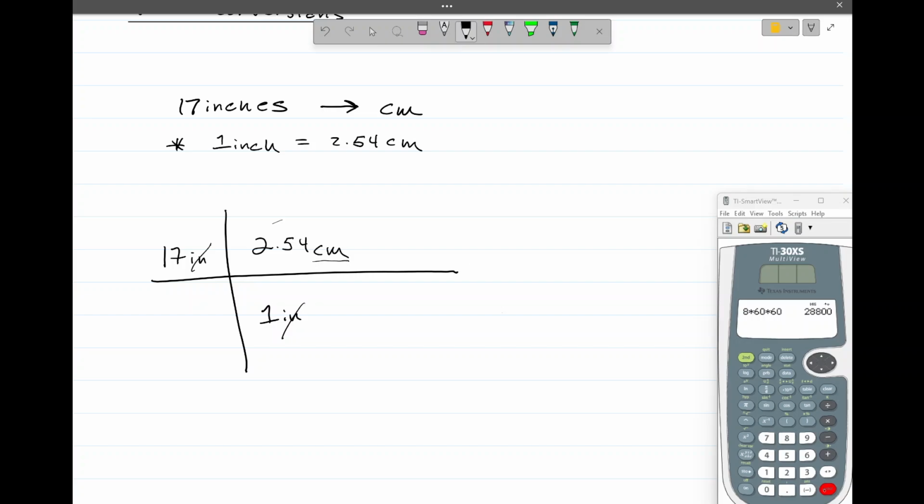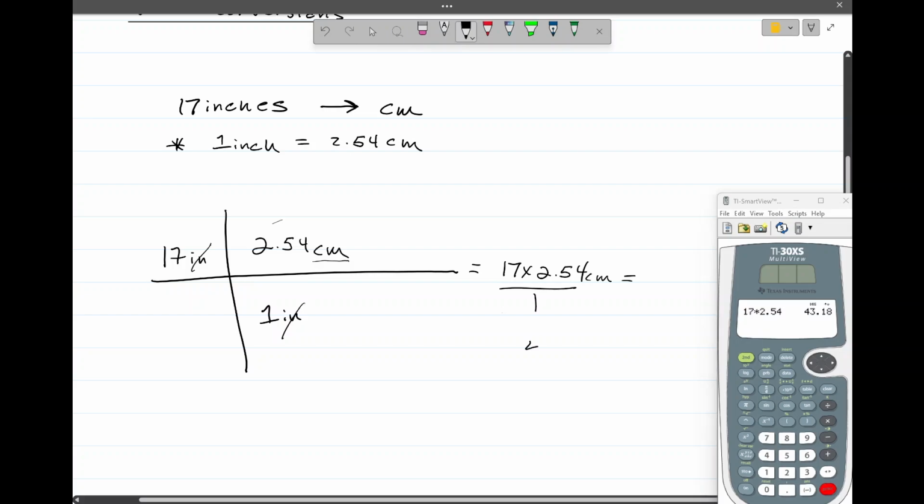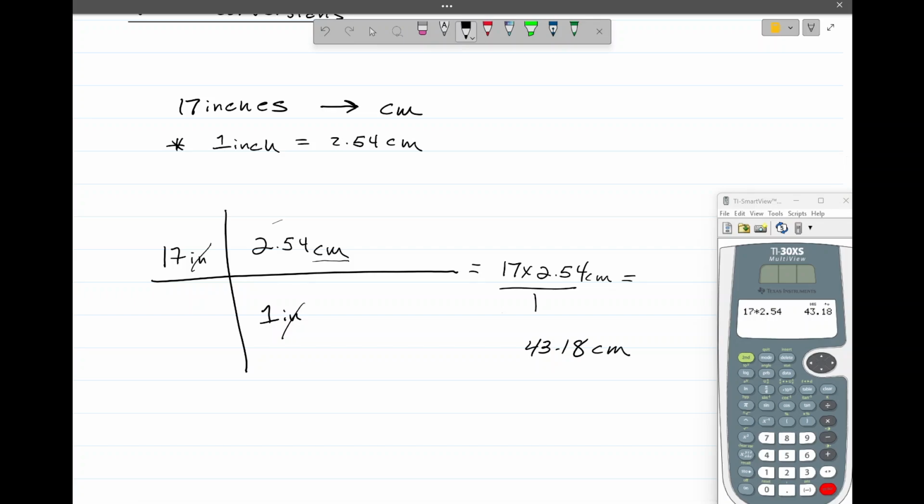And that's what I want. Okay, so if I multiply this across, I get 17 times 2.54 over 1, and this is centimeters. And if I do this math with my calculator, 17 times 2.54 equals, and you get 43.18 centimeters. Okay, so 17 inches equals 43.18 centimeters.